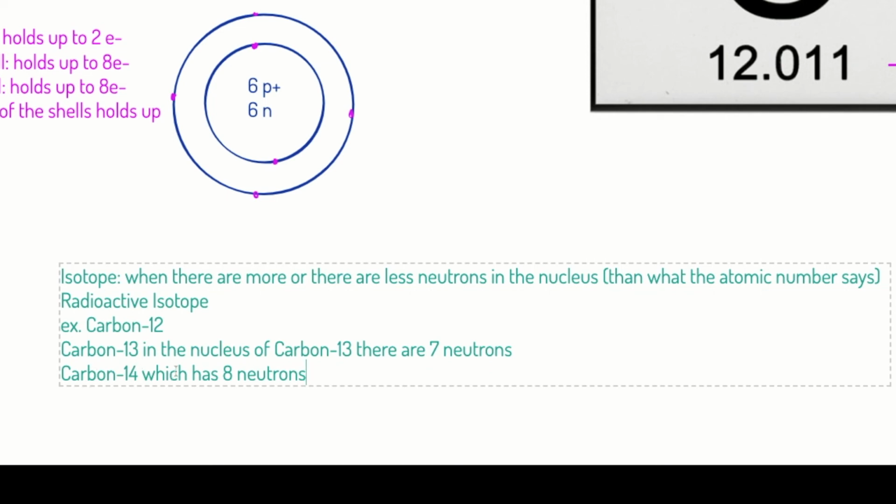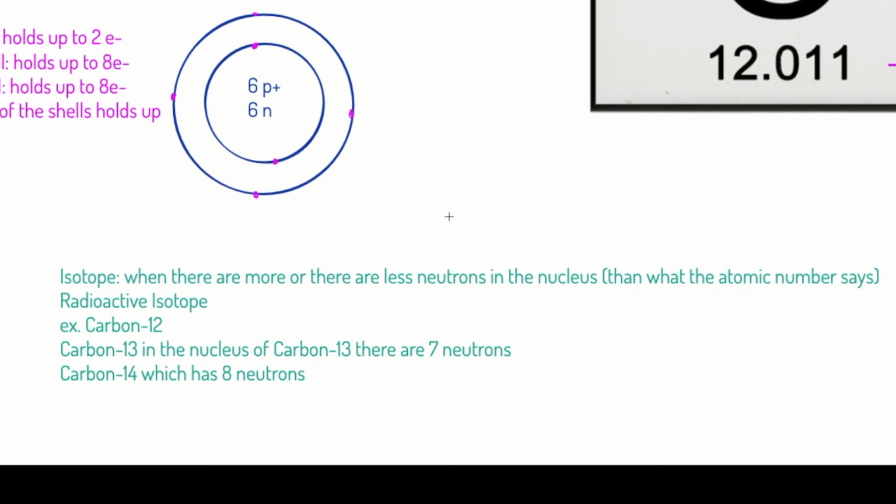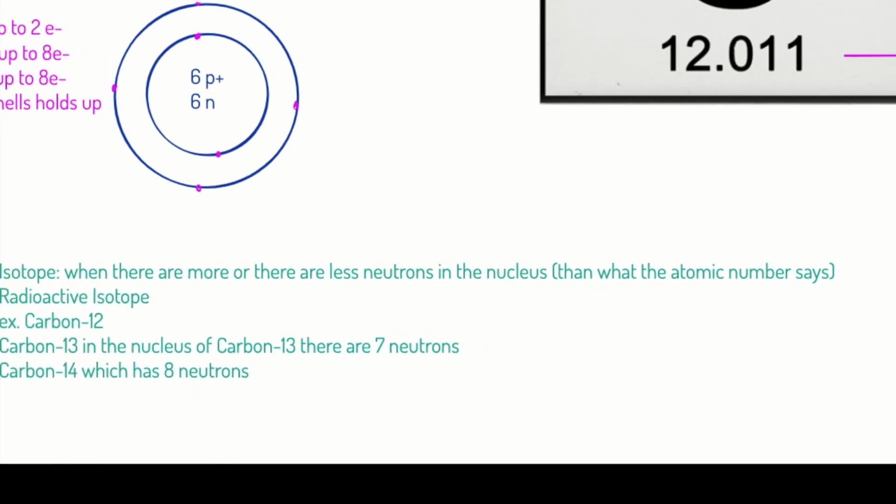Carbon-13 and 14 are very useful for us as humans because radioactive isotopes degrade slowly and at a constant rate. By looking at the carbon-13 and carbon-14 to see how long it's been degrading, we can tell the age of anything. When we see a fossil, we use carbon dating to tell how old that fossil is, based on these radioactive isotopes. So that's what an isotope is. It's when there is a different number of neutrons.